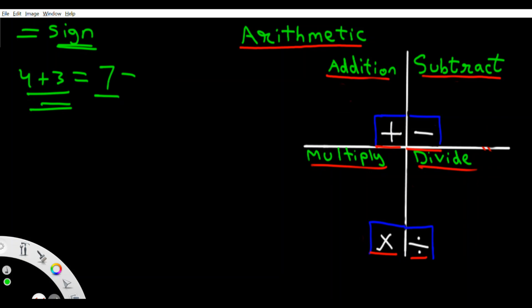Speaking of answers, each arithmetic operation has a different answer name. For example, if you perform addition, the answer is called the sum. If you perform subtraction, the answer is called the difference. If you perform multiplication, the answer is called the product. And when you perform division, its answer is called the quotient.